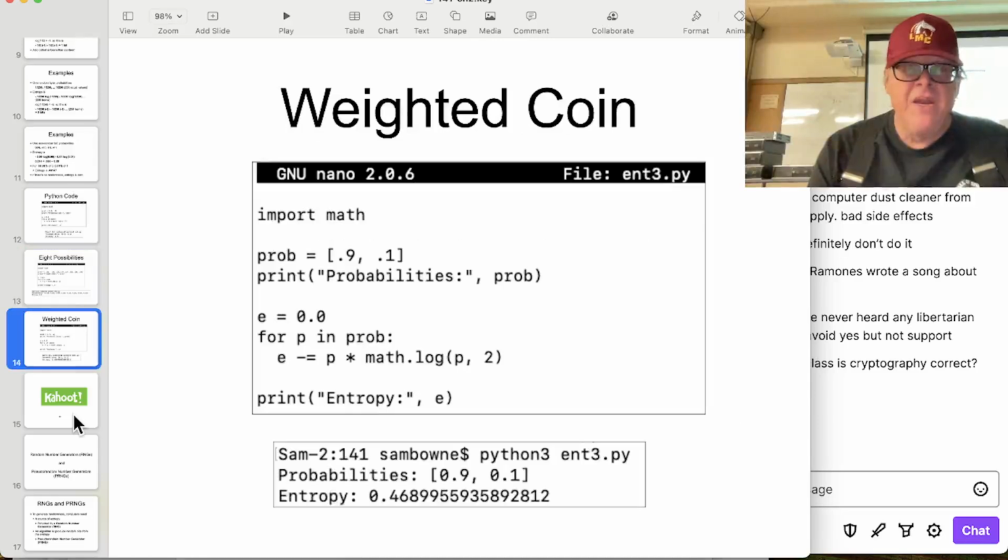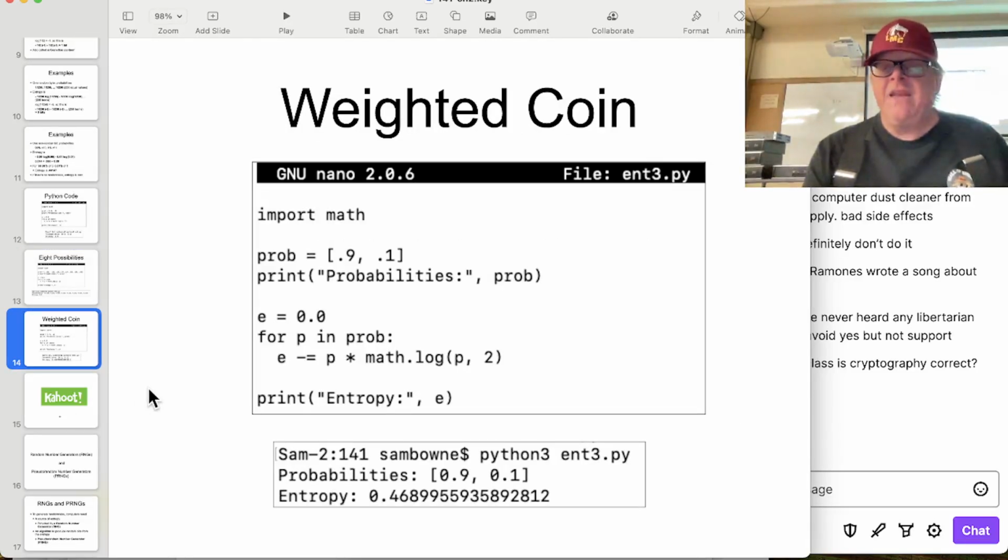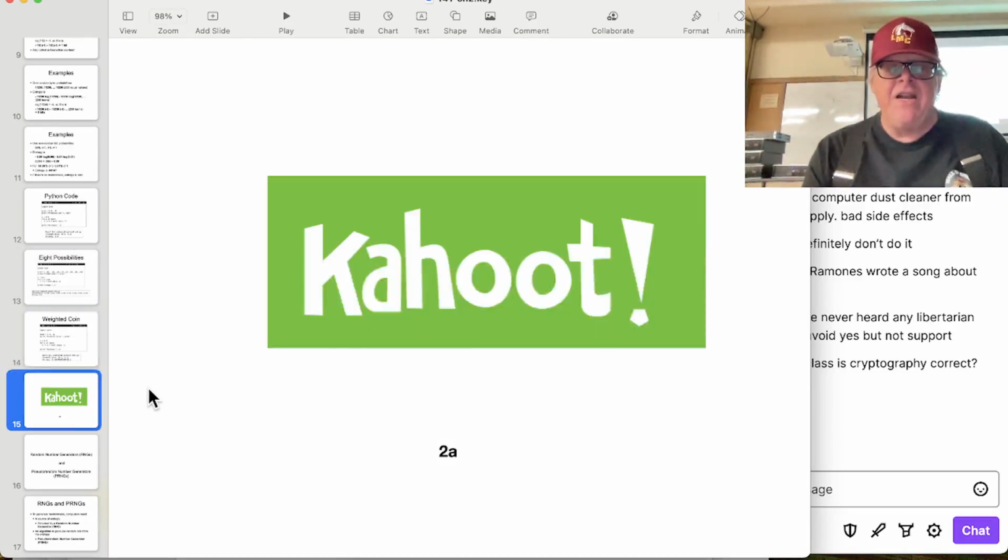Doesn't really matter. All right. So that gives you the general idea of Shannon entropy.